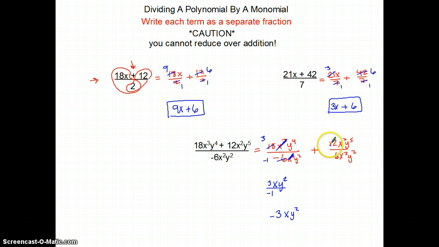Plus my second term, I reduce my 12 and my negative 6 to a 2 and a negative 1. So I have 2 and negative 1 on the bottom. X to the second on top and bottom reduce completely, since they're exactly the same. And my y's reduce to y to the third in my numerator. Since it's y to the fifth on top and y to the second on bottom, I'm left with y to the third in my numerator. Now, just as we did before, I'm going to bring this negative up to the top and end up with a minus 2y to the third. And that is the most reduced form of your original fraction.